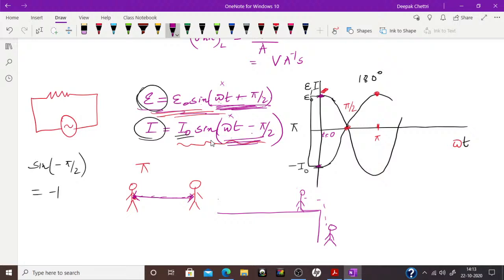Because at this point E has already reached the maximum of E naught, whereas for I to reach maximum, it has to travel how much? Pi. Is it clear now? Is it clear or still confusing?